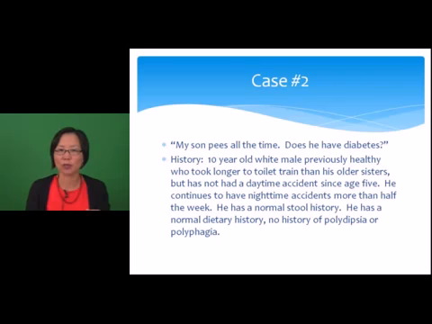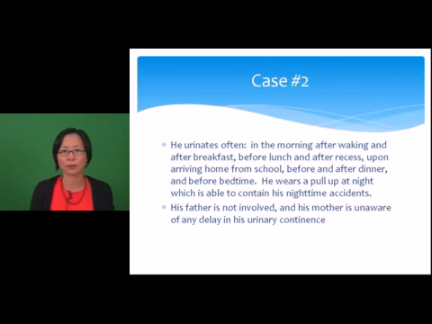Case number 2 was the little boy who, quote, pees all the time, and his mother wanted to know if he had diabetes. So he's a 10-year-old white male, previously healthy, who did take longer to toilet train than his older sisters, but had not had any daytime accidents since the age of 5. But he continued to have nighttime accidents more than half the week. He has a normal stooling history and a normal dietary history, so no polydipsia or polyphagia.